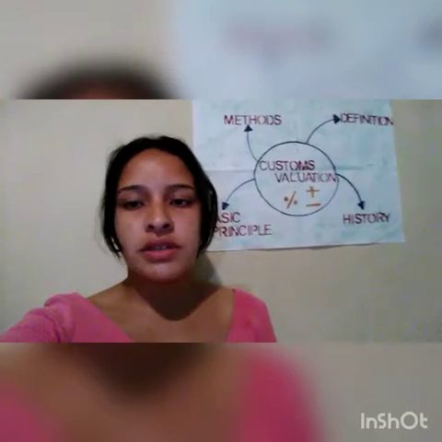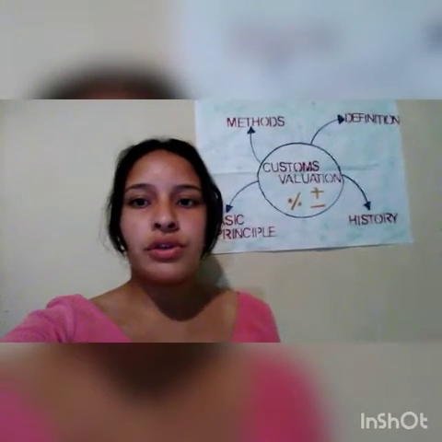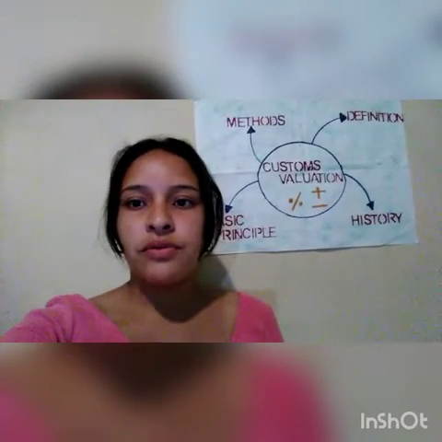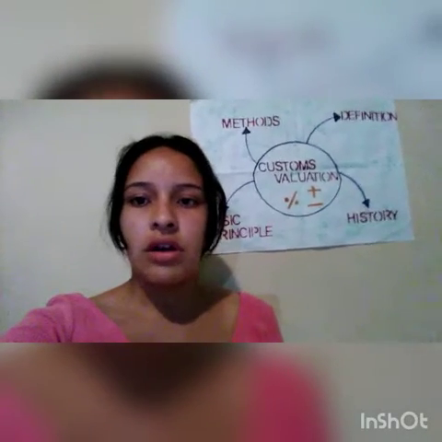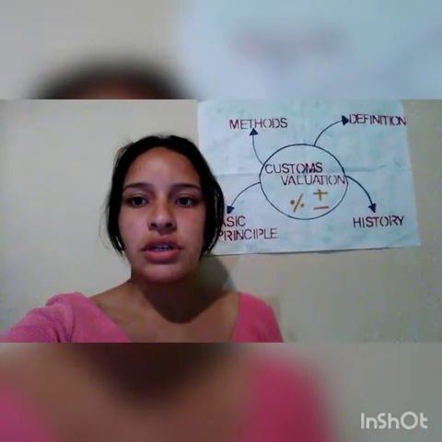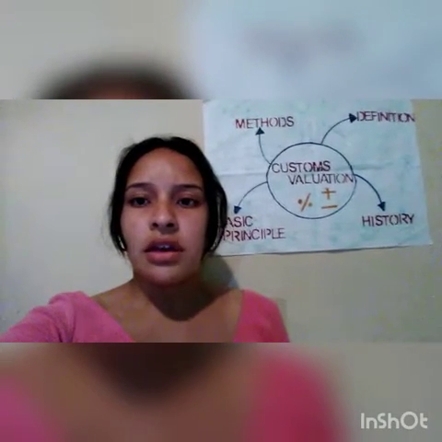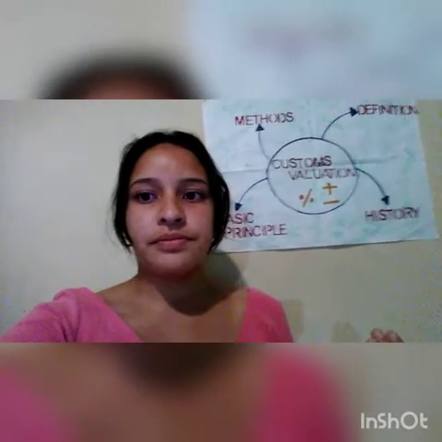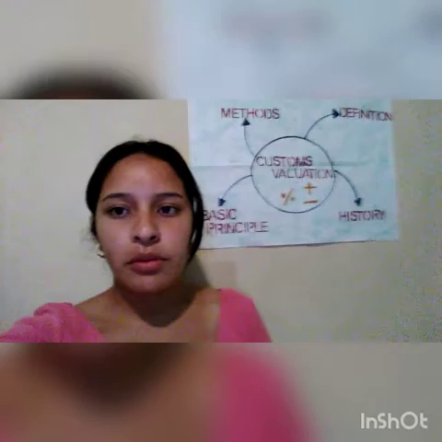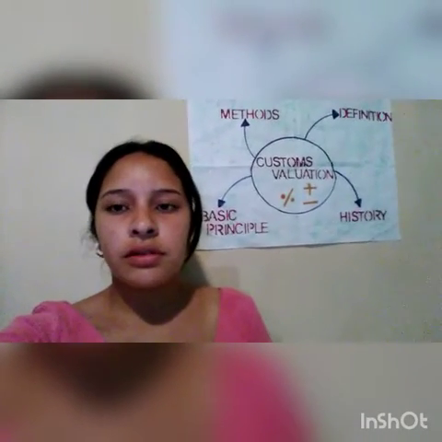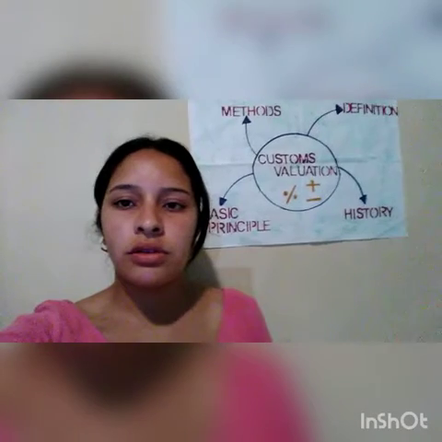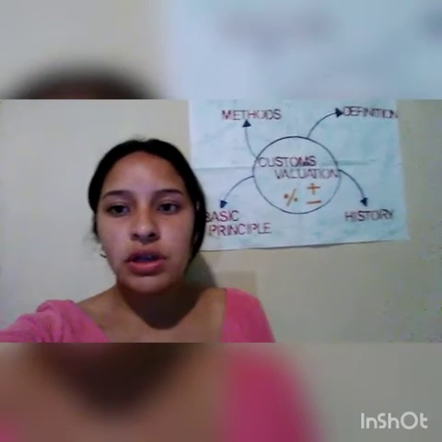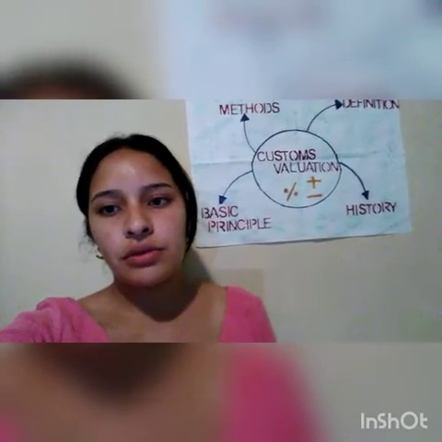Method number 2 is transaction value of identical goods. When you cannot use transaction value, use most established values for duty of identical goods. Identical goods are considered the same in all respects as the goods being appraised. Method number 3 is transaction value of similar goods. When you cannot use transaction and identical goods, you use most established values for duty of similar goods.